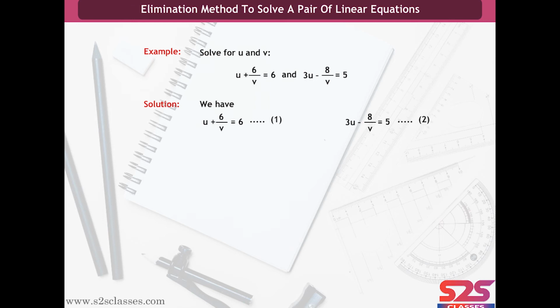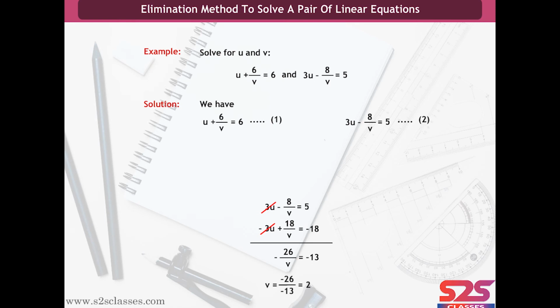As we see that v is in the denominator, look at the equation 1. If we multiply equation 1 by 3, then we get 3u plus 18 by v is equal to 18. Let it be equation 3. And also we can see 3u is present in both the equations. Now we subtract equation 3 from equation 2 as shown and we see that 3u gets cancelled out. Now we have left minus 26 by v is equal to minus 13.